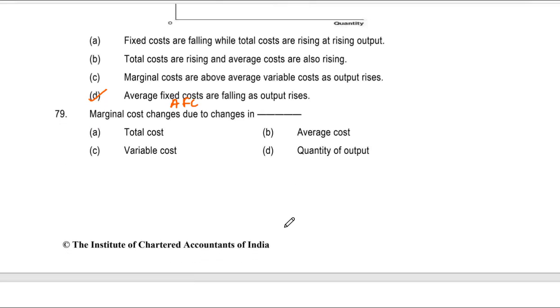79. Marginal cost changes due to changes in A. Total cost, B. Average cost, C. Variable cost, D. Quantity of output. Marginal cost changes due to changes in C. Variable cost. Why? Because in total cost we also have fixed cost included. So the answer is variable cost.